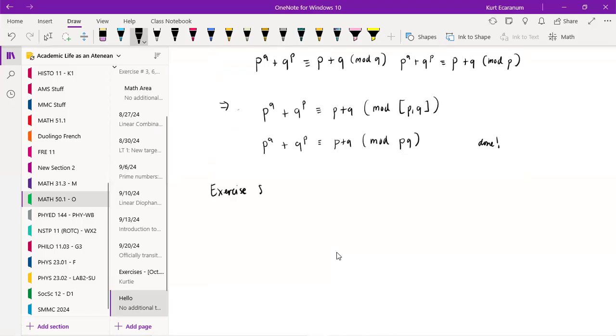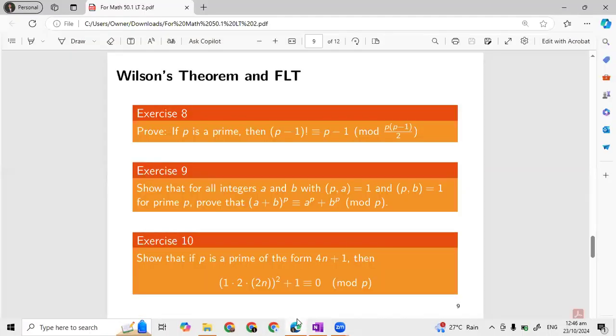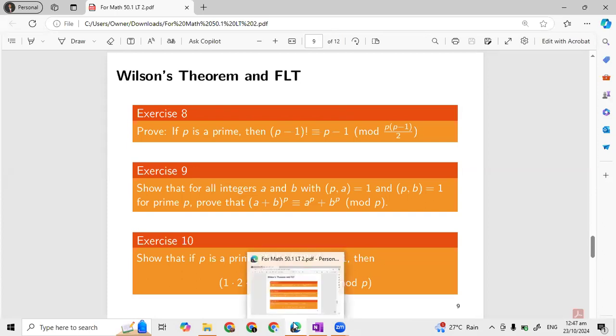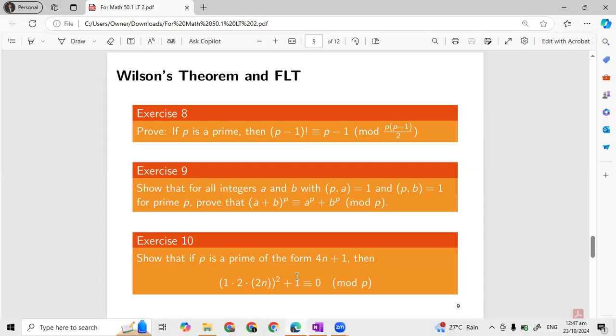So, in a nutshell, parehas lang yung ginawa kong approach sa 4. Kinlarify ko lang yung pinaka-step that makes it solvable, provable. So exercise 8: prove that if p is a prime, then (p minus 1) factorial is congruent to p minus 1 modulo p times (p minus 1) all over 2. We will solve this in a slightly different way.